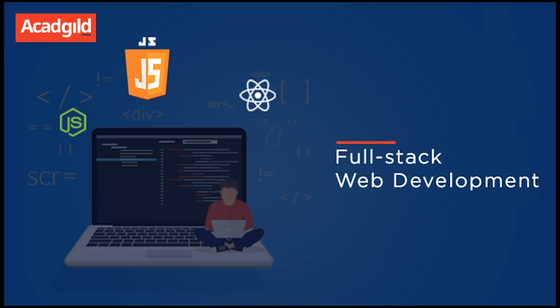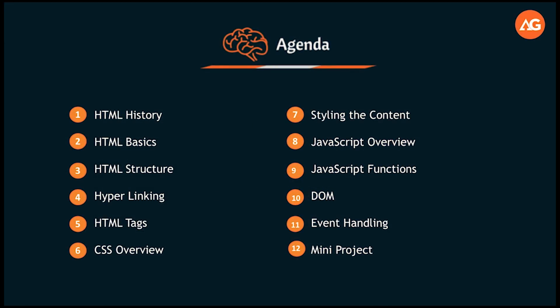So here at Acadgild, we welcome you all to this small introductory session on how you can create websites. For creating websites, the agenda for this session will be HTML, CSS, and JavaScript. We'll take you on a walk through the HTML history, basics, structure, what is hyperlinking, the tags used, CSS overview and styling the content, JavaScript overview, functions, DOM, event handling, and lastly, we will end the session by creating a small mini project using all the concepts that we have learned in this session.